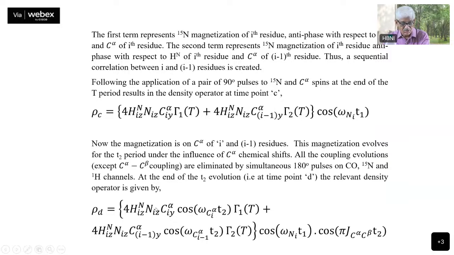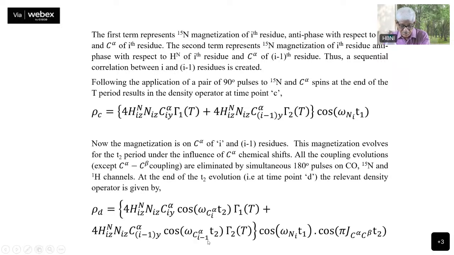So, at the end of the T2 evolution at time point D, the relevant density operator is given. So you have rho D equal to 4 HZ NZ C alpha I, C alpha IY cosine omega C alpha T2. How does this come? This comes because of chemical shift evolution under T2. Other things are the same. And similarly, the second one also gives me the same.